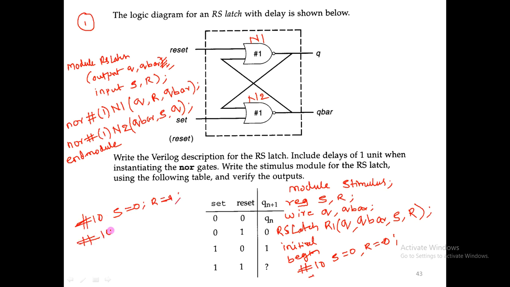After another 10 time units, S is made as 1, R is made as 0. Next 10 time units, S is made as 1, R is made as 1. Both are made as 1. Next 10 time units, use a system task called $finish; End module. That's it. So this is a module stimulus.